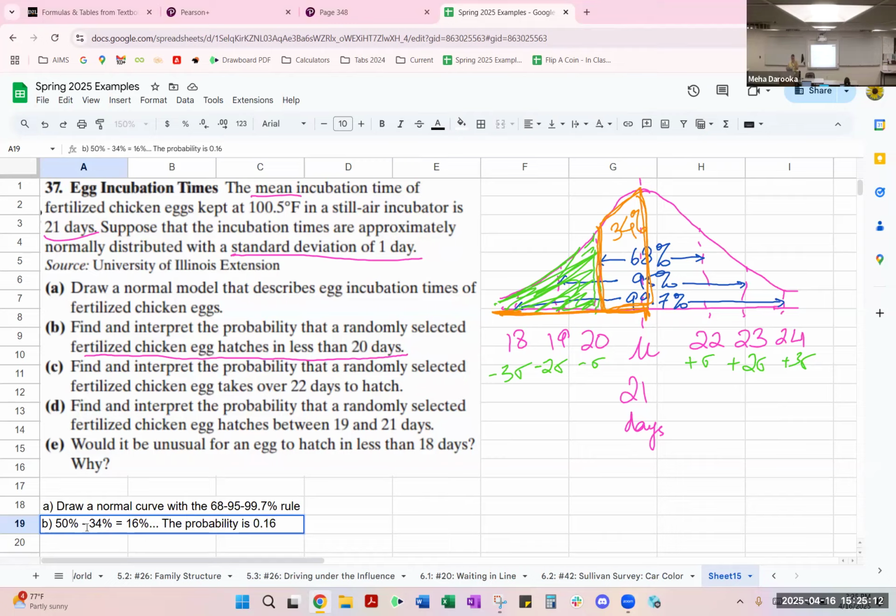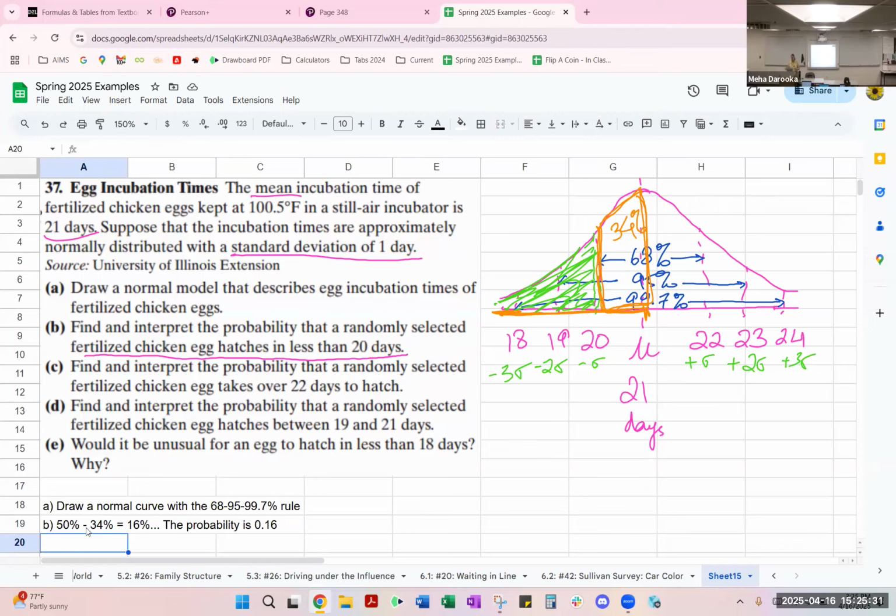So we will say 0.16 if they want a decimal answer. Of course, you can say 16% if they want a percentage. But yeah, the probability is going to be 16% or 0.16.